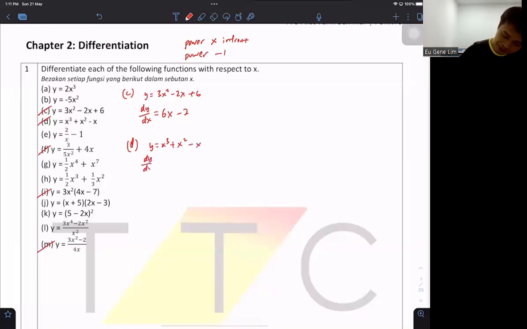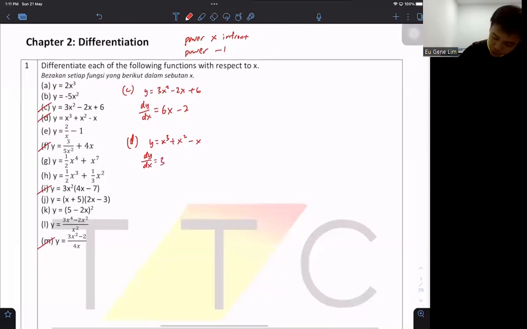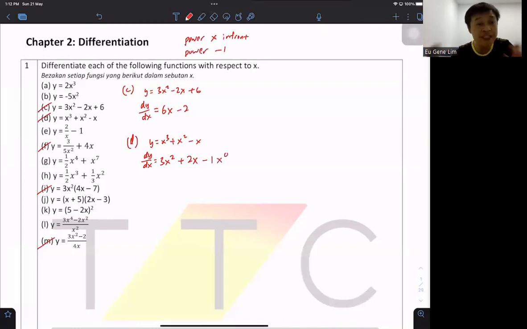So dy/dx is 3x power 2. 3 times in front, and then 3 minus 1 is 2, right? So 3x power 2 plus 2x power 1. Power 1 no need to write. Then minus, this is power 1 and in front also 1, so 1 times 1 is 1, and then 1 minus 1 is 0. x power 0 means no x. Yeah, that's the answer.